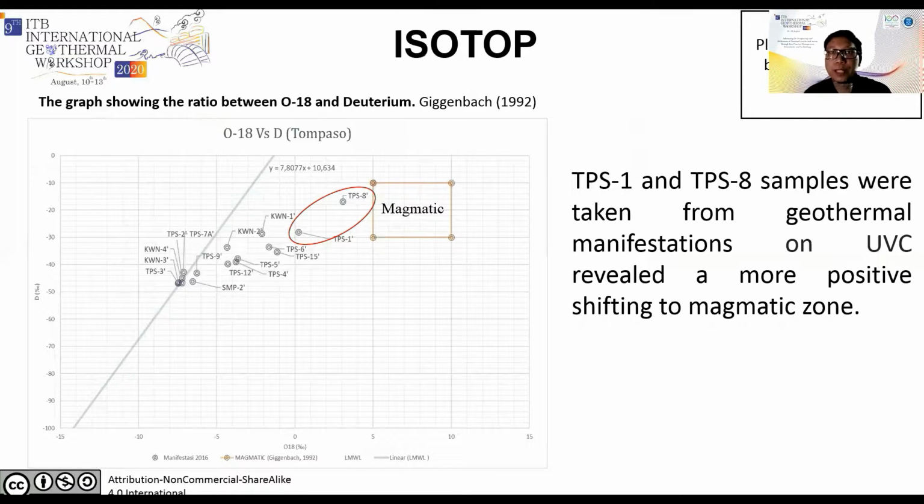This is a graph from Giggenbach, 1992, showing the ratio between oxygen-18 and deuterium. These isotope data were taken from the geothermal manifestations in Tompaso geothermal field. We can see the plots of TPS1 and TPS8 shifting to the magmatic zone. The location of TPS1 and TPS8 is around the Umeh volcanic complex. It means the location of TPS1 and TPS8 is near the heat source.